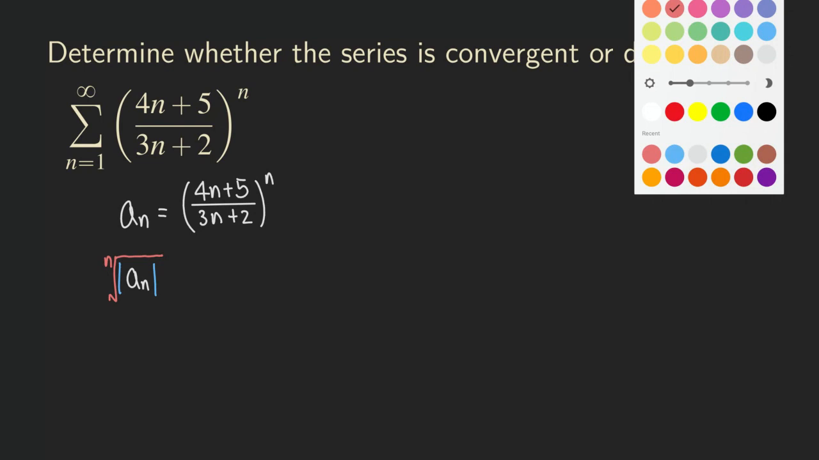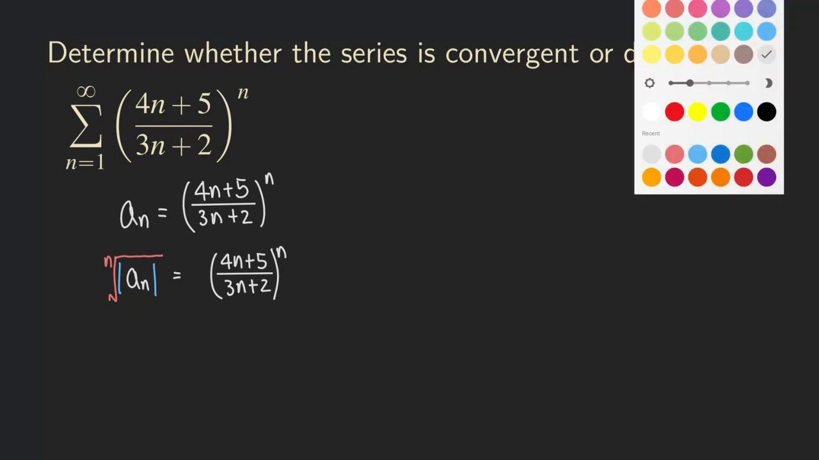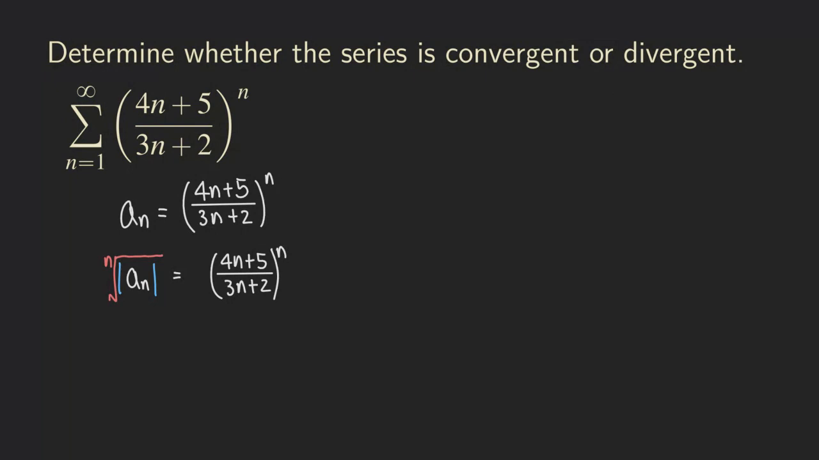And then guess what? What does it look like? It's going to look like this. We are going to have the 4n plus 5, right? It's the same expression in there, and then the 3n plus 2. And then we have the n power right here, and we are taking the absolute value of this, and then taking the nth root of this expression here. Okay, that doesn't look too bad. Let's look at this expression.